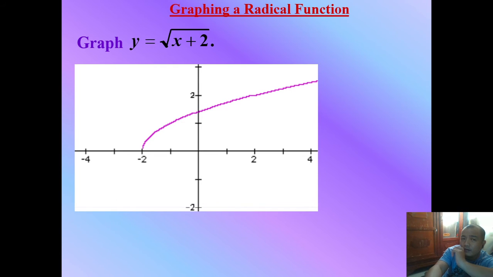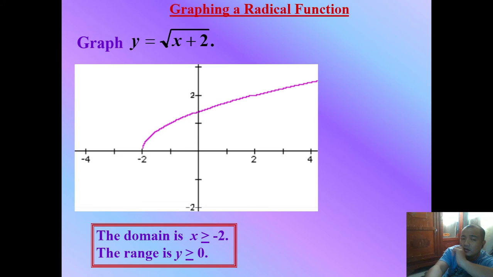Okay, how do we graph a radical function? y equals the square root of x plus 2. The domain is x is greater than or equal to negative 2, while the range is y is greater than or equal to 0.